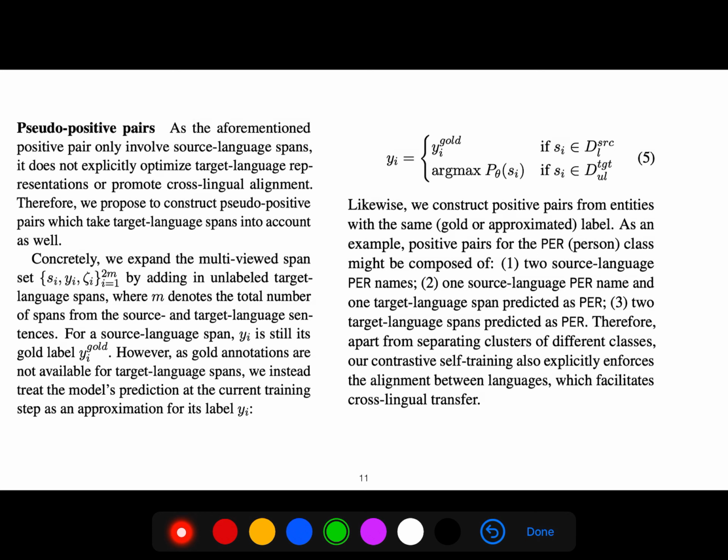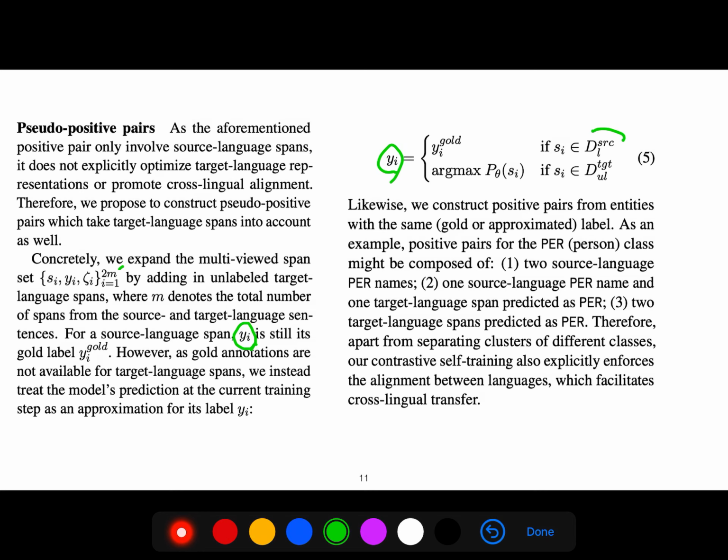So we expand the multi-viewed span set by adding in unlabeled target language spans, and M here is the total number of spans from the source and target language sentences. For source language spans, y_i is still its gold label. As gold annotations are not available for target language spans, we instead treat the model's prediction at the current training step as an approximation for its label, y_i.